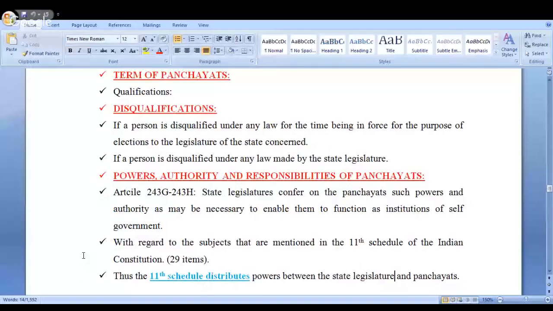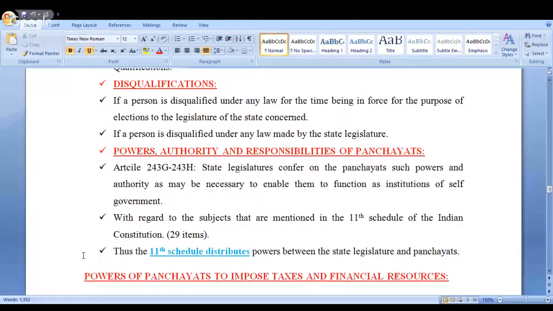Look at this. So what are the powers, authority, and responsibility of the panchayats? Articles 243G, 243H. State legislatures will confer on the panchayats such powers and authority as may be necessary to enable them to function as institutions of self-government. Meaning, what are the functions of the Panchayati Raj? That is decided by the state legislature.